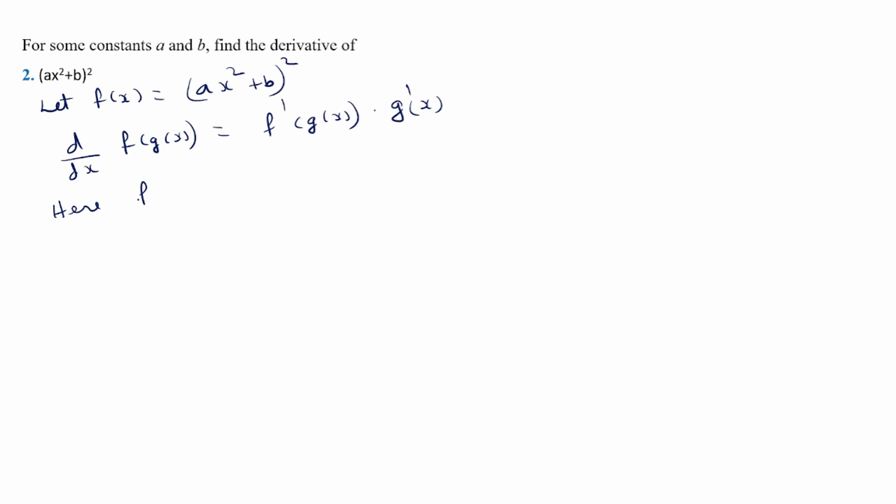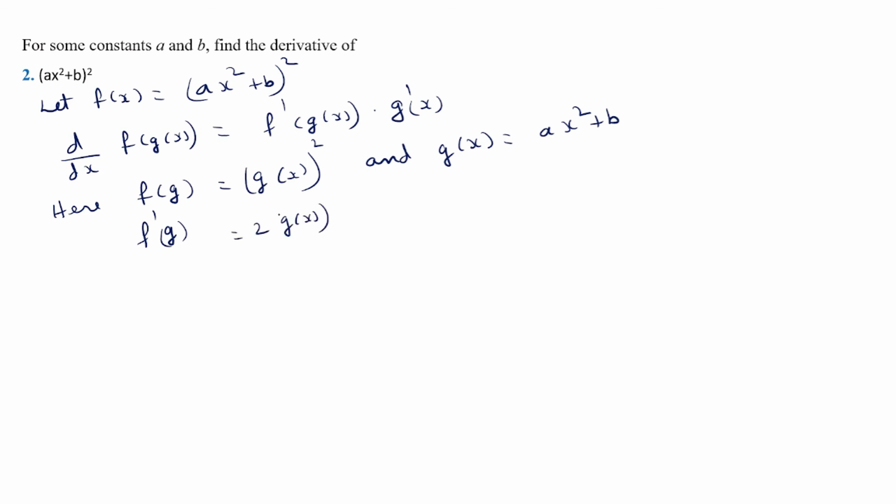So here f of g is g of x the whole square and g of x is ax square plus b. So here this is of the form f of g of x, where g of x is ax square plus b and f of g is g of x the whole square. So we can find f dash of g. F dash of g will be 2 into g of x and g dash of x. G dash of x will be 2 into ax.